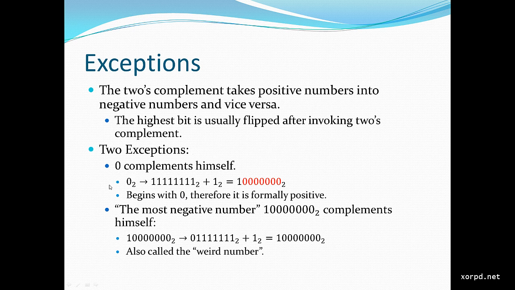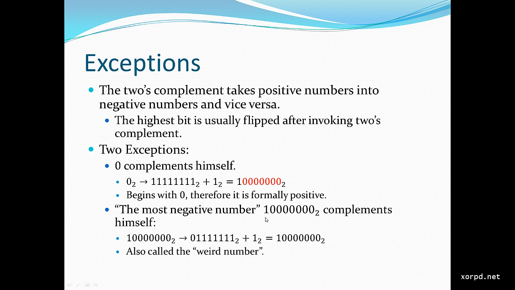Another strange number that complements itself is this number, 1 followed by 7 zeros. This is also known as the most negative number, or sometimes even the weird number. Some people even call this the negative 0. This number also complements itself. We can check it out.